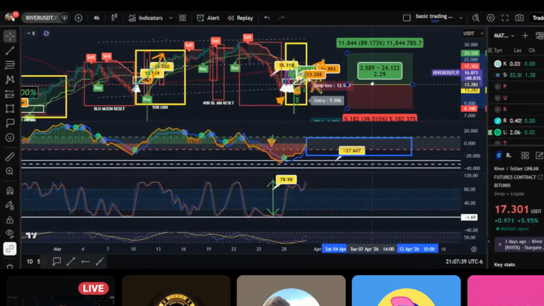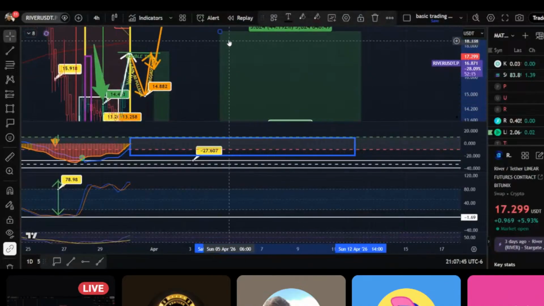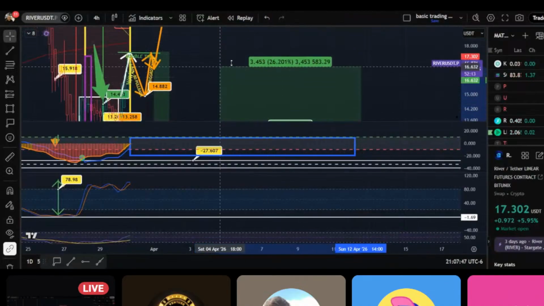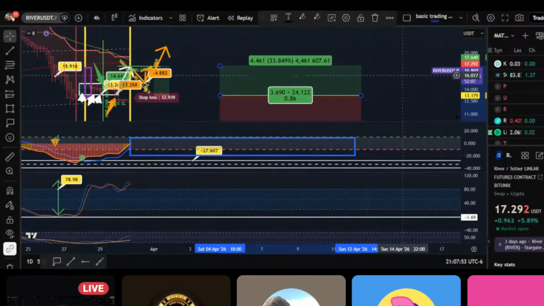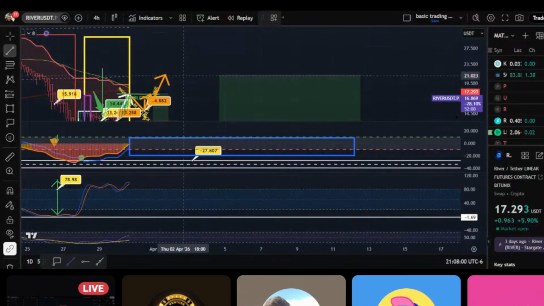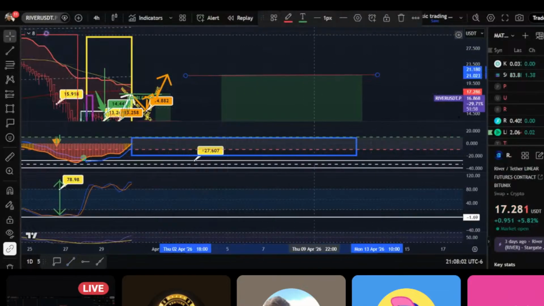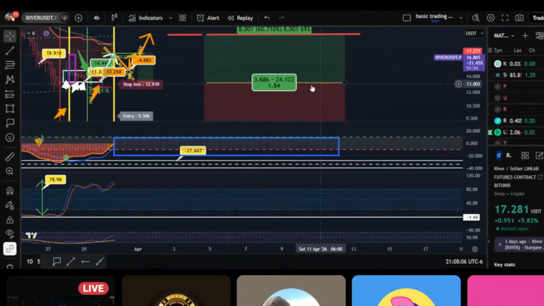So currently, we're only at a 30% level. So more than likely, this is probably going to push up to this area here, about 21 cents. And then that's where we'll see a pullback that we're looking for. But we'll know a little bit more as this plays out.